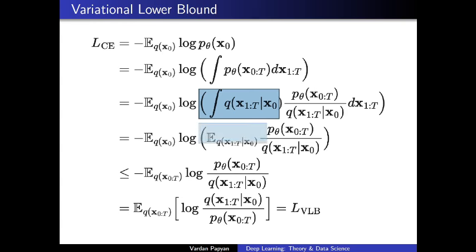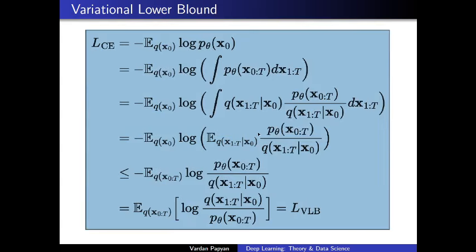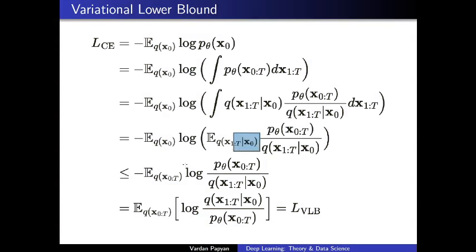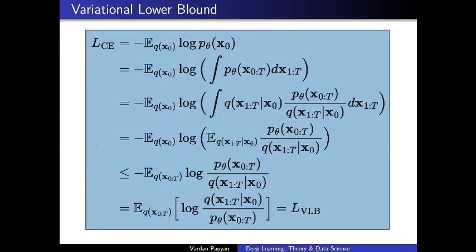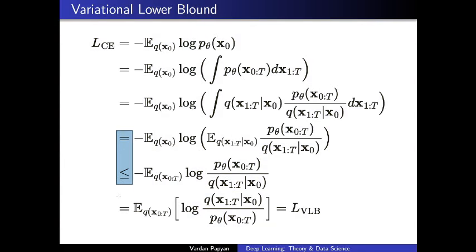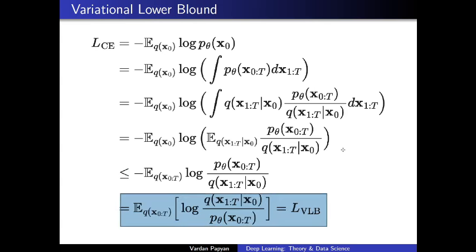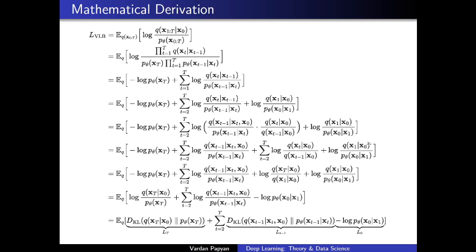We convert this integral to an expectation term, and then let's see what happens. You can see that we have the expectation over q of x0, and here we have q of x1 to t conditioned on x0, so we can delete the x0 conditioning here, and we can reach this term. But please note that it is an inequality. Then we are removing this minus, so it becomes flipped and reversed, so it is the first term that we have here.